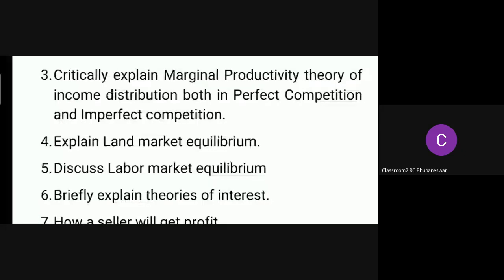Pain and pleasure derive directly and in return they get wage rate or salary and they are entitled to get salary. That's why they will work.